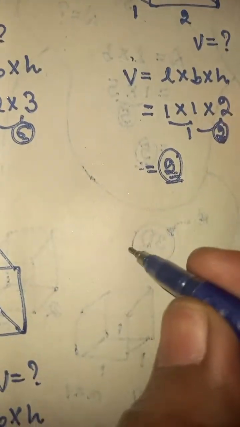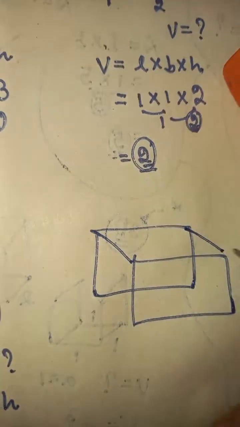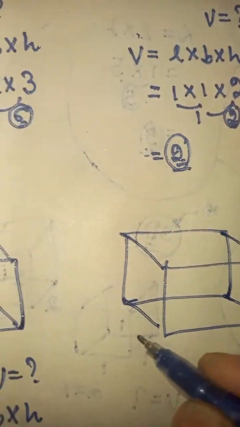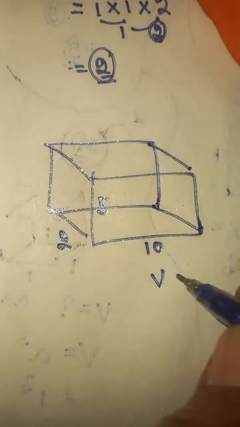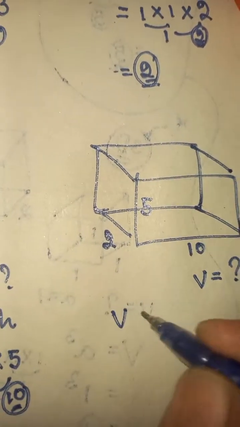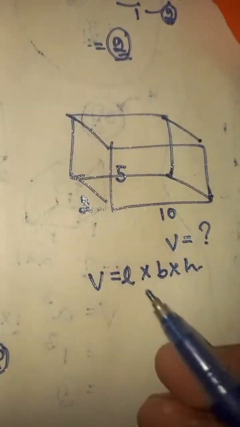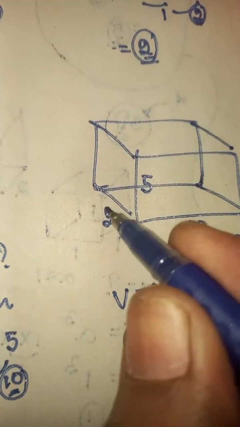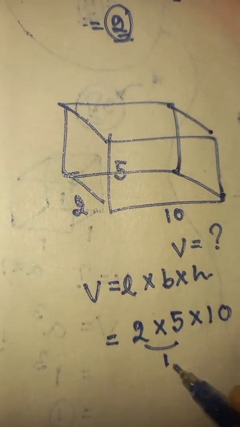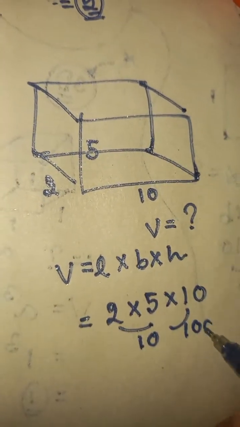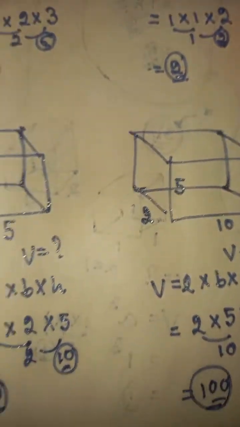Let's take the last cuboid. In this cuboid they have given us the dimensions as 2 units, 5 units and 10 units. Here also you need to find out the volume. Volume of even this cuboid is the same, length times breadth times height. So this is length 2 times 5 times 10. 2 times 5 is 10, 10 times 10 is 100. So this is 100 cubic units is the volume of this cuboid.